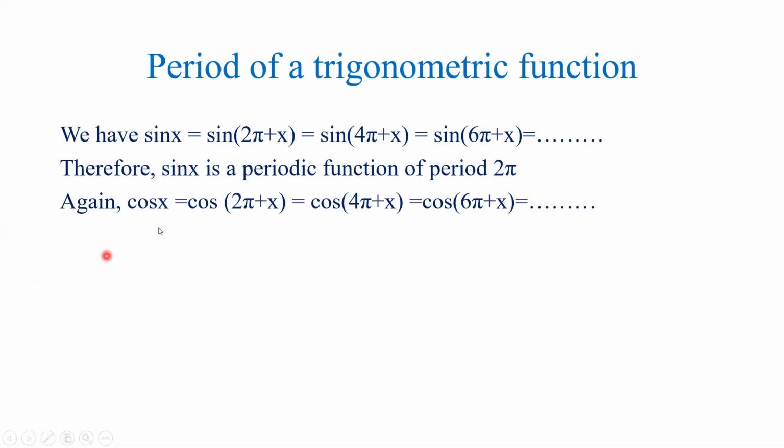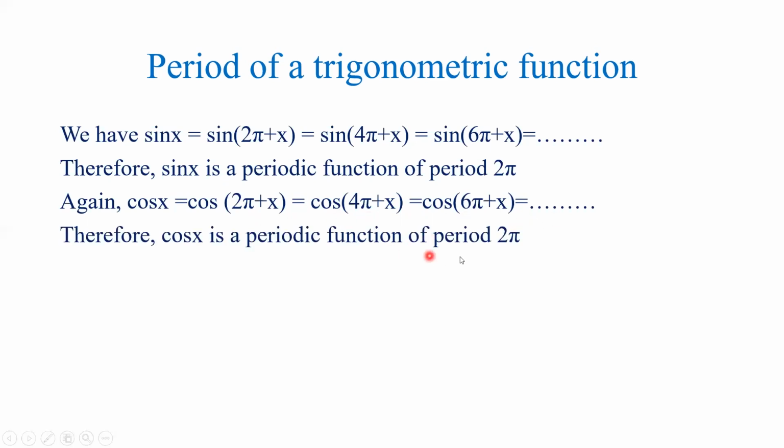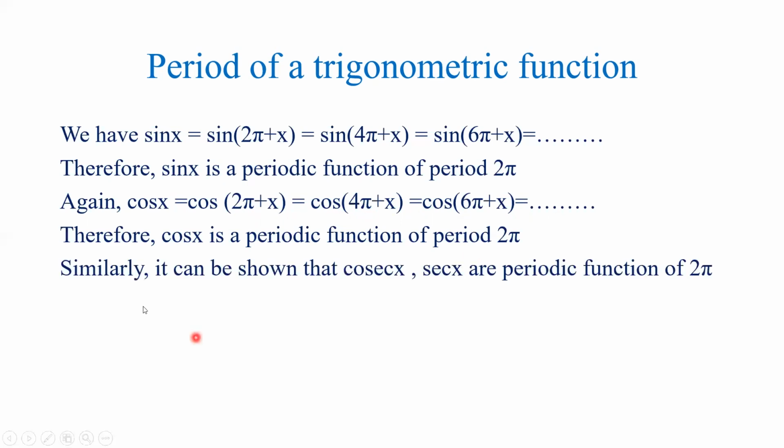Again, cos x equal to cos (2 pi plus x), in similar way as sine x, cos (4 pi plus x), cos (6 pi plus x), and etc. Therefore, cos x is a periodic function of period 2 pi, that is 360 degree. After 360 degree, value of sine and cos will remain same. That's why cos x and sine x are periodic function of period 2 pi, that is 360 degree. Similarly, it can be shown that cosec x, sec x are periodic function of 2 pi.